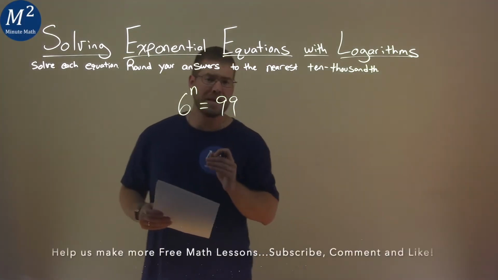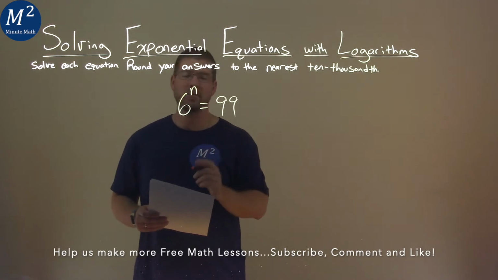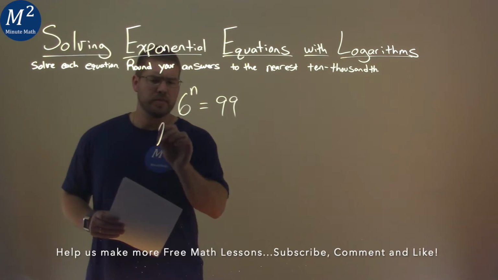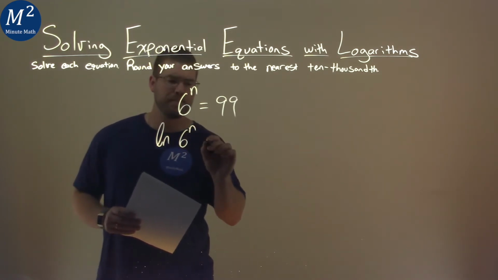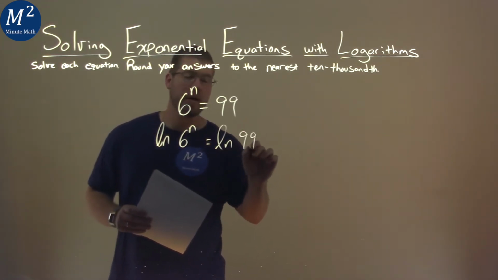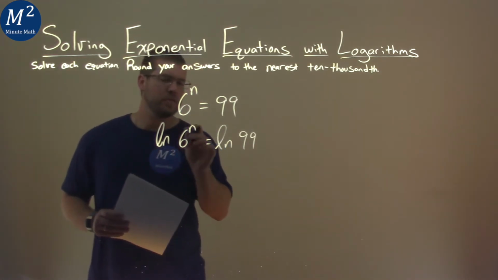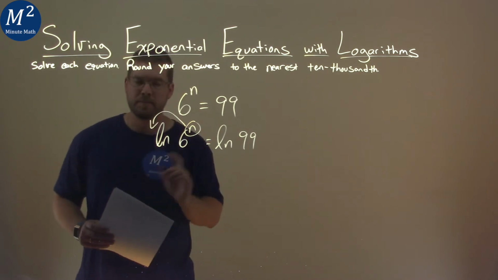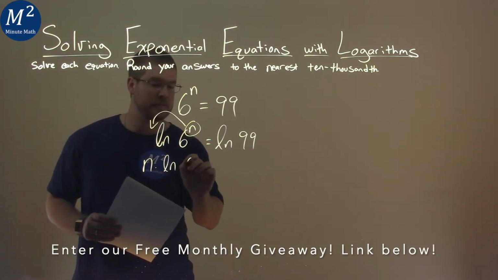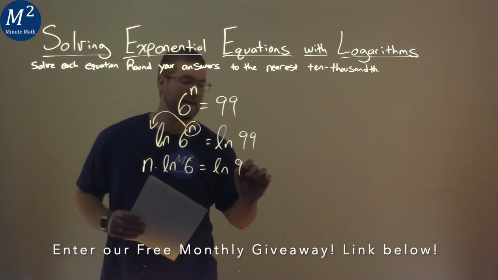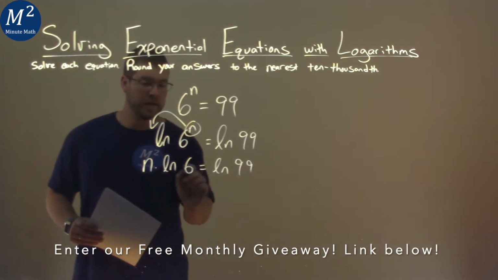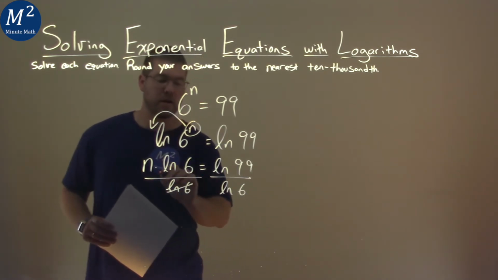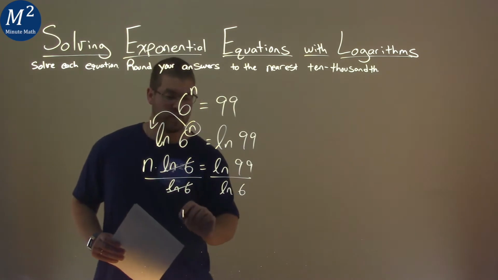We're given this problem right here. 6 to the power of n equals 99, and we need to solve this equation. We can take the natural log of both sides of the equation here. Natural log of 6 to the power of n is equal to natural log of 99. That allows us to bring down this exponent. Our rules state that this exponent can come out front now. So n times natural log of 6 is equal to natural log of 99. From there, we can divide both sides by natural log of 6. The natural log of 6 will cancel on the left, leaving us with n by itself.